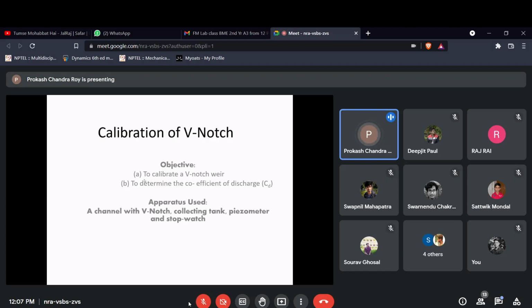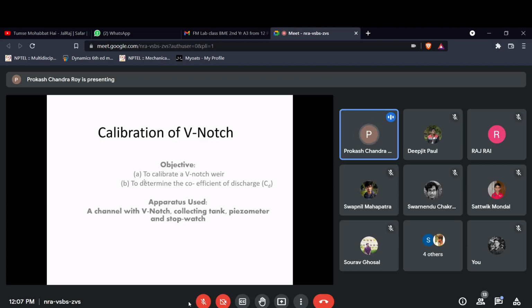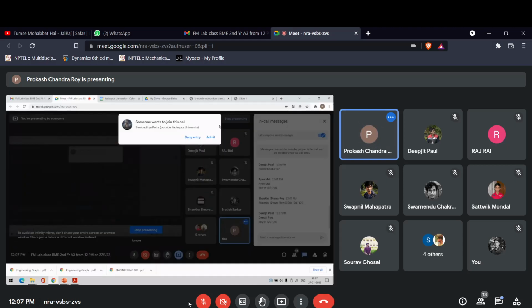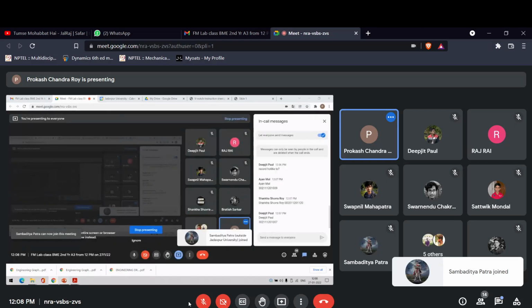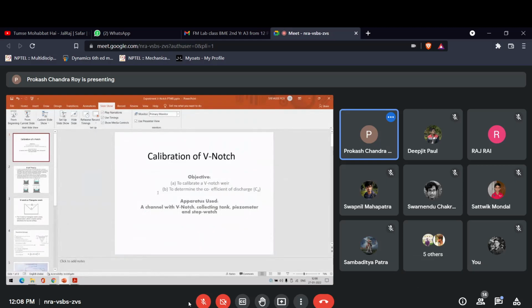Okay, so here the objective is to calibrate a V-notch weir, and also to determine the coefficient of discharge, CD. And what is CD we will discuss.